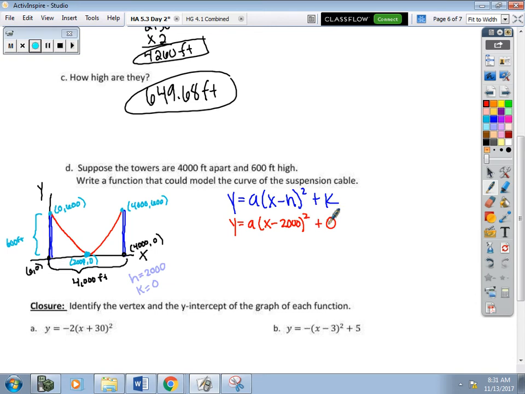How do we find A again? Remember what we do to find out what the A value is, the stretch or the shrink. To the front. Sam?